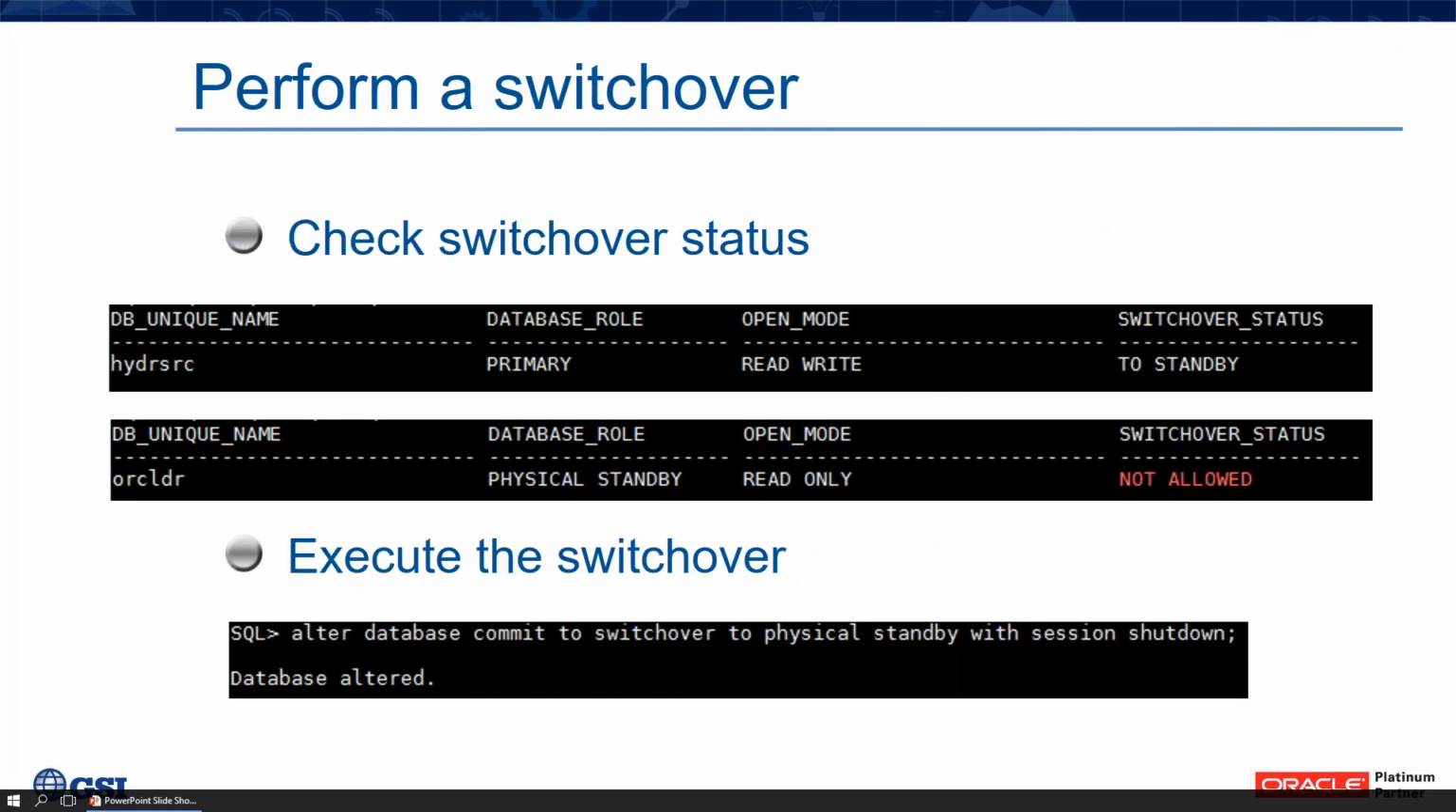Once you have your databases up, you want to perform a switchover. First, you want to check your switchover status. You can see here we have the DR and the primary and the physical standby. They're ready to go. And then when we execute switchover, there's the command that we use to test the failover to DR.